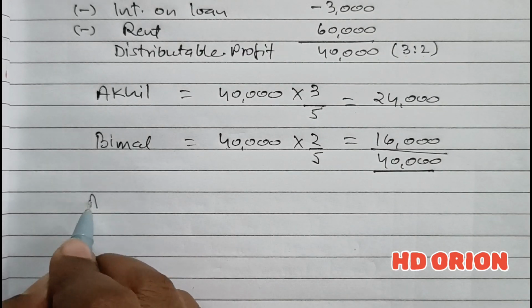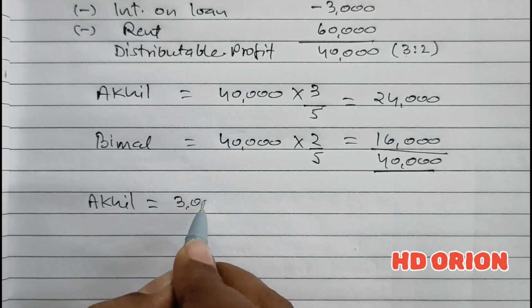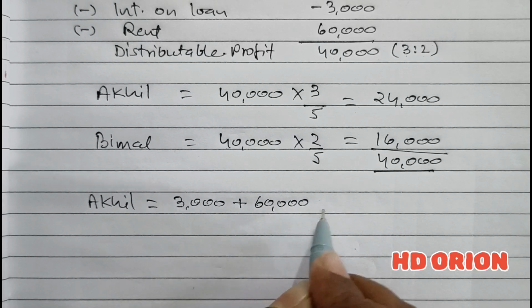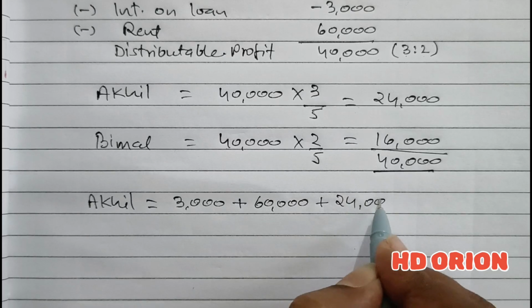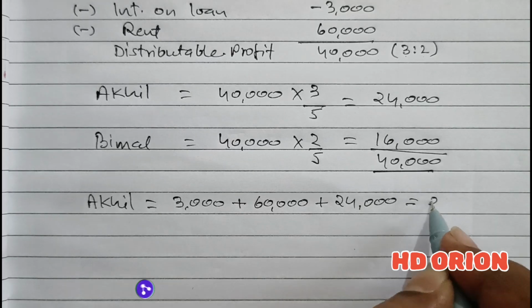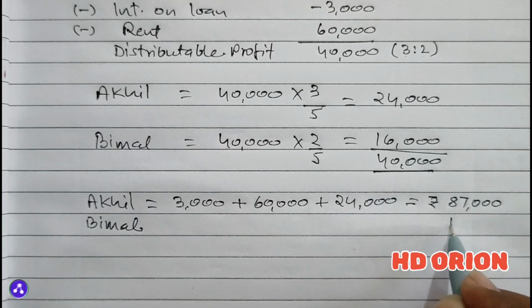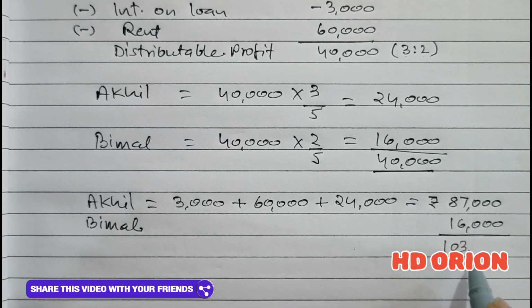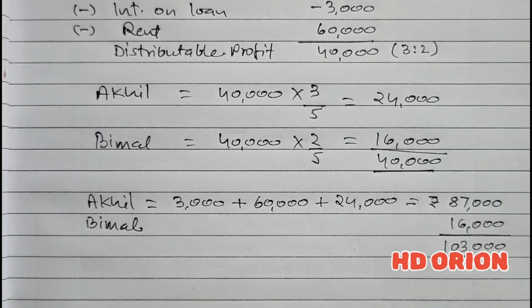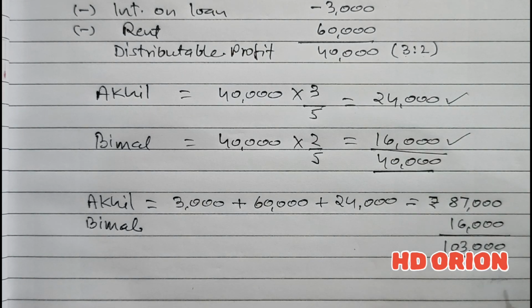So in total, Akhil will get interest on loan rupees 3,000 plus rent for his property used by the firm rupees 60,000 plus 24,000. So this is rupees 87,000, and the other partner Bimal is receiving only rupees 16,000. So this way, out of the total profit which the firm has earned, they will receive this much amount. When we talk about distributable profit, this is the distribution of the final distributable profit to the partners. But when we talk about how much each partner has received, then the first partner has received 87,000 and the second partner has received rupees 16,000 out of the profit 1,03,000. So that is the solution.